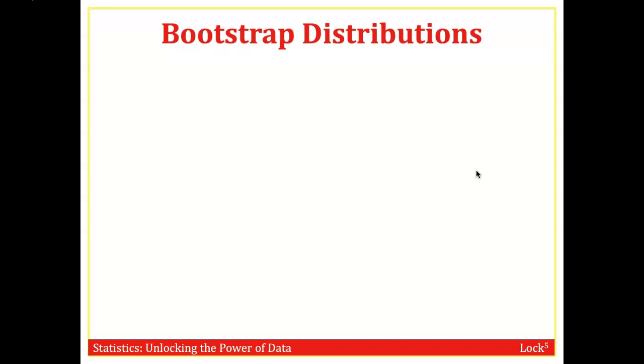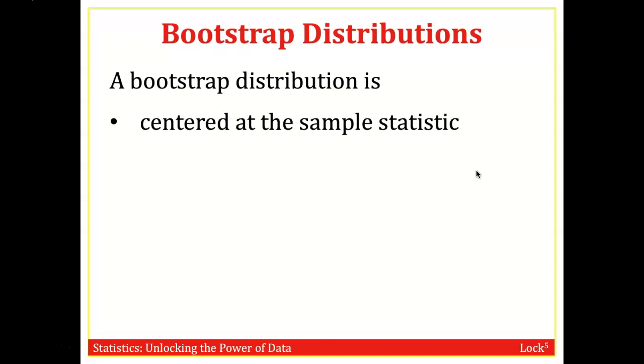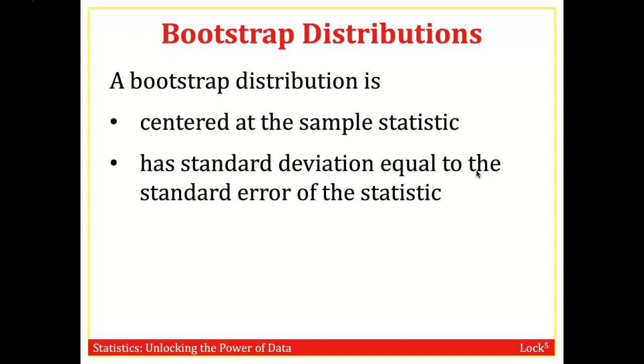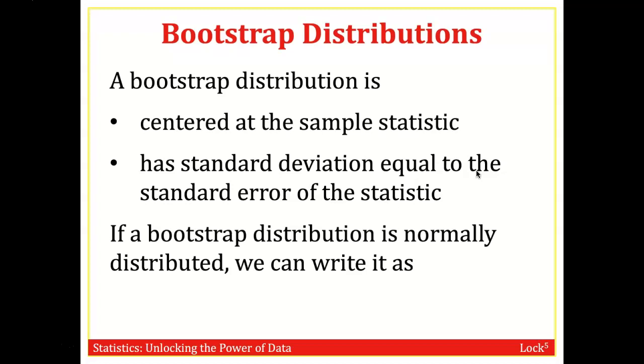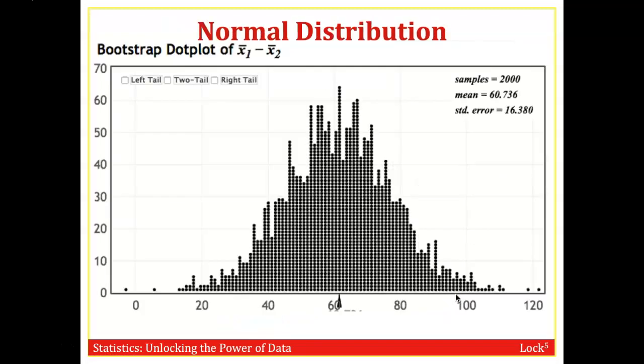Now, before we move on, just a few facts about these bootstrap distributions. As a reminder, bootstrap distribution is centered at the sample statistic, so in this case at the difference in means. It has standard deviation equal to the standard error of the statistic, right? The standard deviation of the bootstrap is how we get the standard error. And if it's normally distributed, thinking about normal distributions, we can write it this way. Because it's centered at the sample statistic, it has a normal shape, and it has a certain standard error that we've computed from the bootstrap. So we could actually take a look at that.